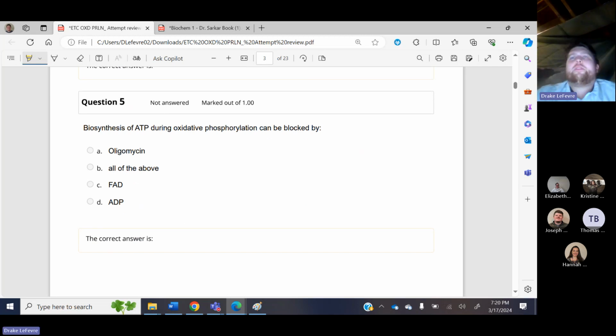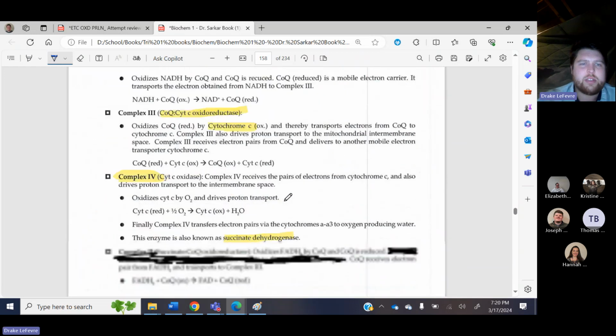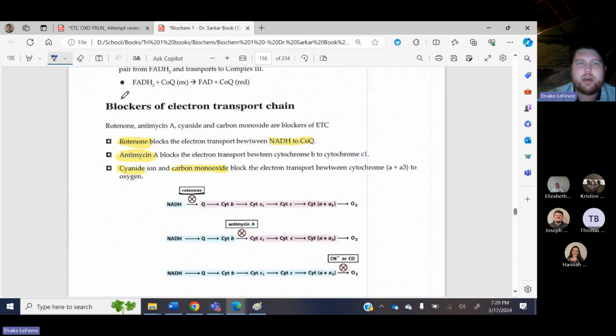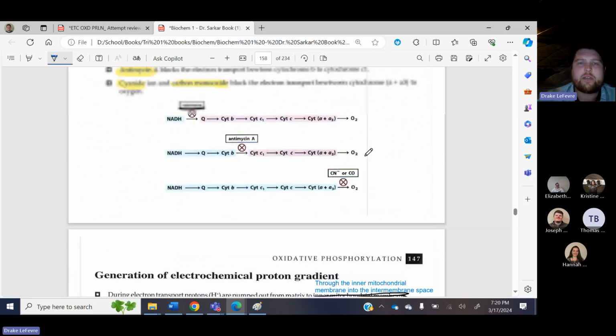This is another thing in his book. Oh, did I close out his book? No, there it is. In his book, he goes through a lot of these where he just goes through different things that can block. Here we go. Blockers of the electron transport chain: rotenone, antimycin A, cyanide, carbon monoxide, these kinds of things.